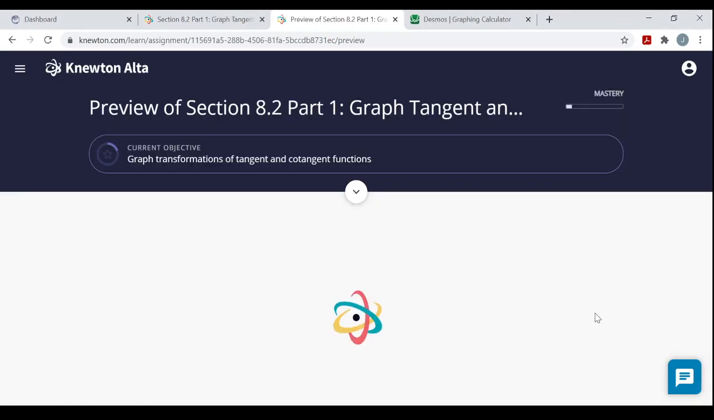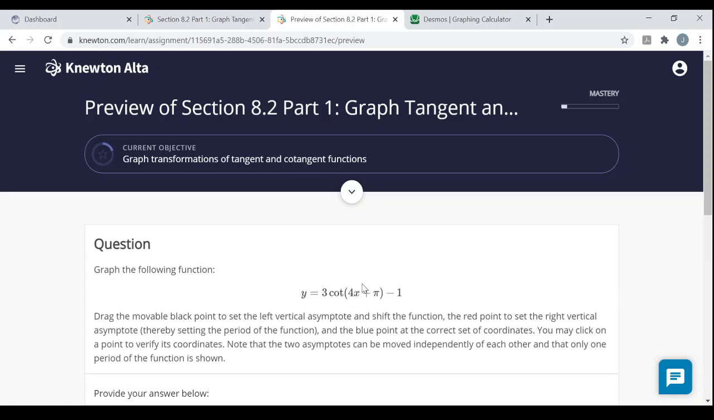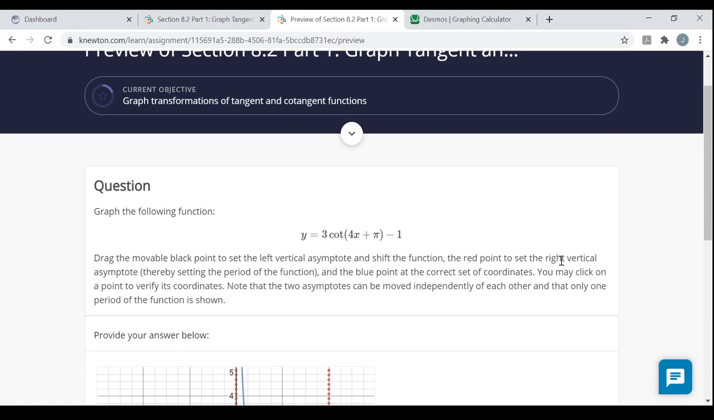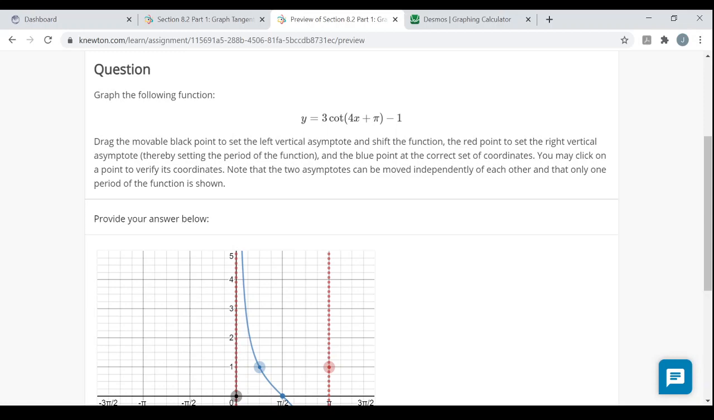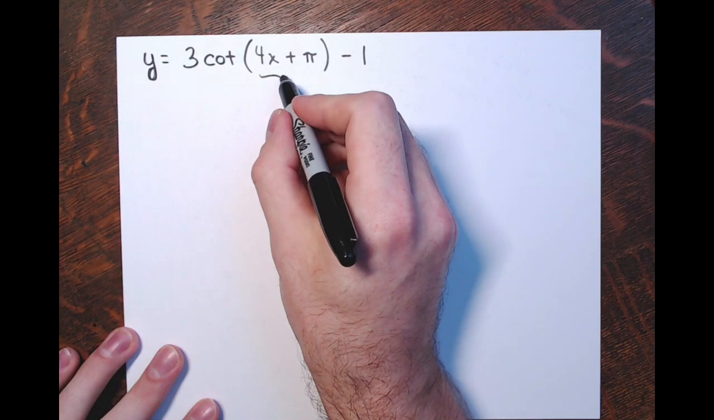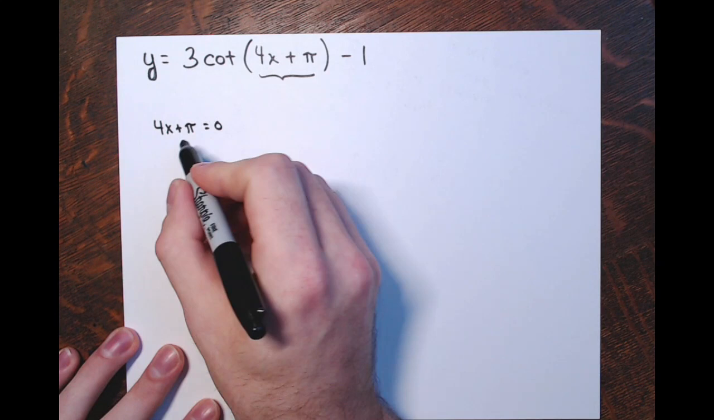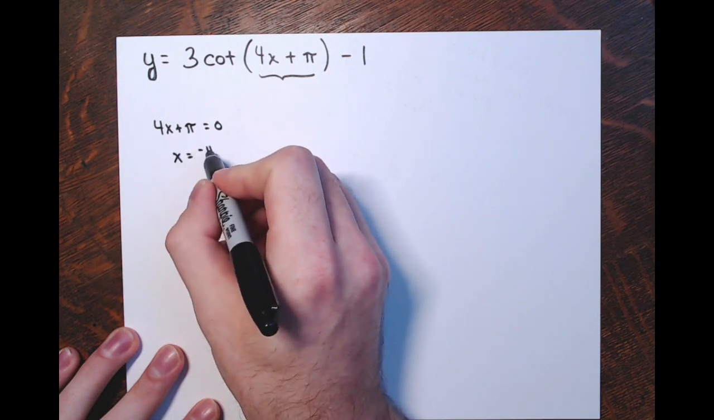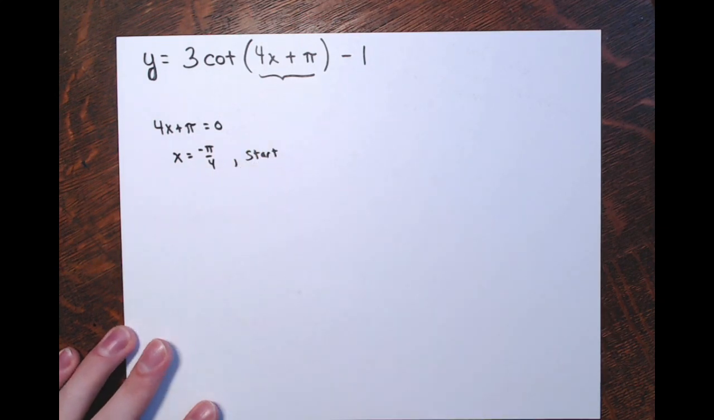Okay. So let's do another one like that. Looks like it's another cotangent. Right, they might throw some tangents at you. So I'm going to do the same thing, but a little faster, on a piece of paper. All right. So here's another cotangent function we're given. And I start off, I'm going to take 4x plus pi, set that equal to 0. That's x equals negative pi over 4. All right, so this is where I'm going to start my first cycle.